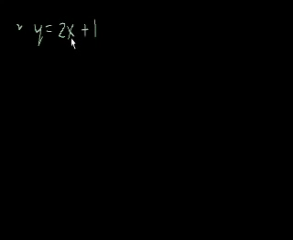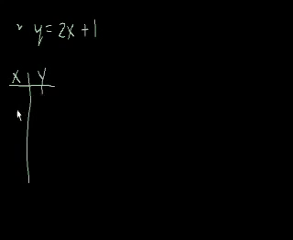So if, say, x equaled 1, then y would be 2 times 1 plus 1, or 3. So for every x that we can think of, there's a corresponding y. So let's do that. Let's make a little table here, x and y. And let's just throw out some random numbers for x.